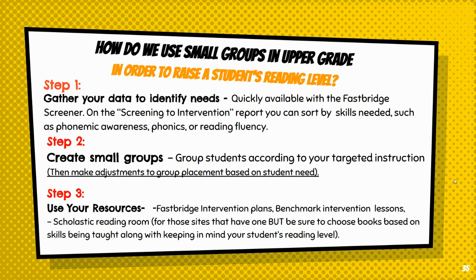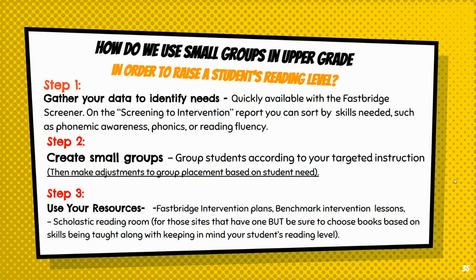Step 1. You should have gathered your data to identify needs. This is quickly available with the FastBridge screener. On the Screening to Intervention report, you can sort by skills needed, such as phonemic awareness, phonics, or reading fluency. Your step 2 is to create small groups. You're going to group students according to your targeted instruction. Then you can make adjustments to group placement based on student need.